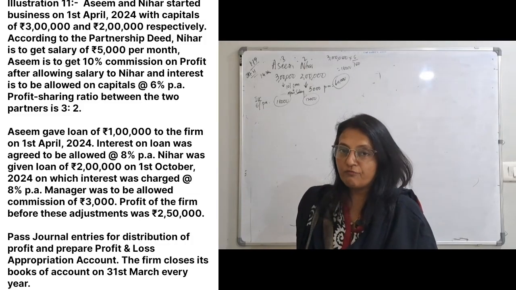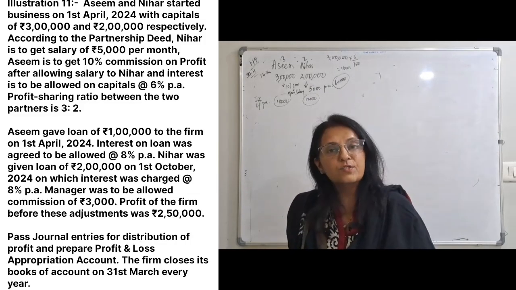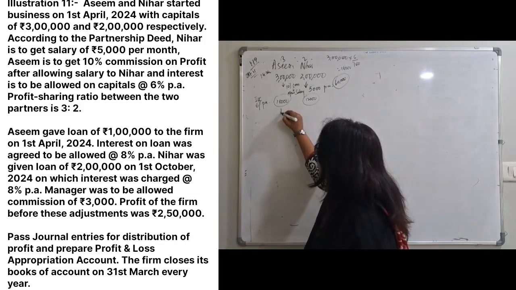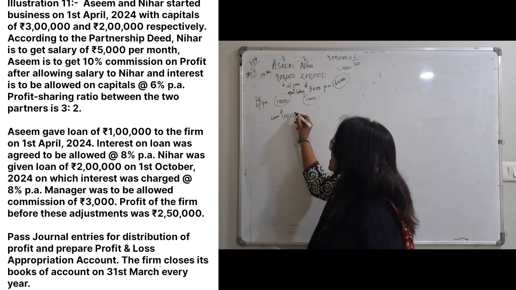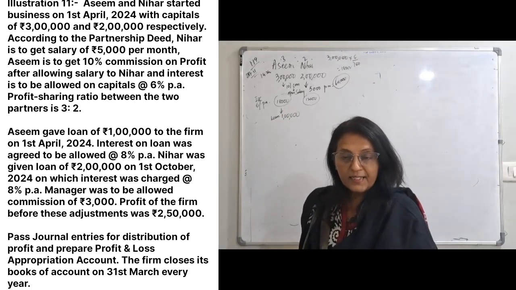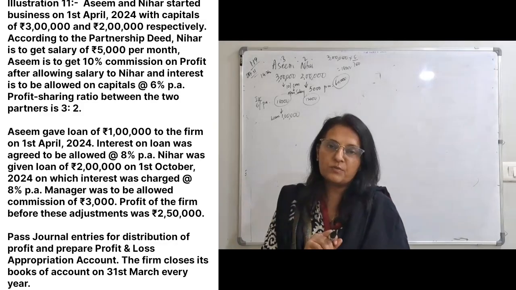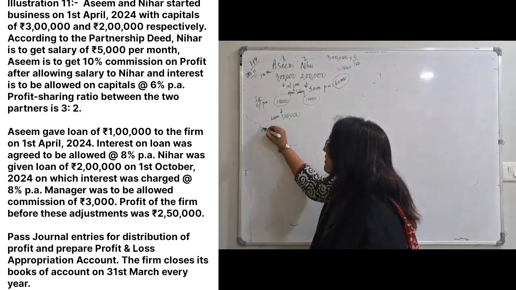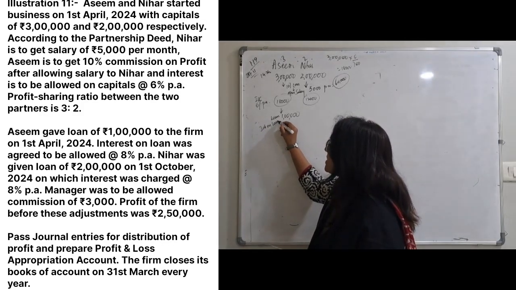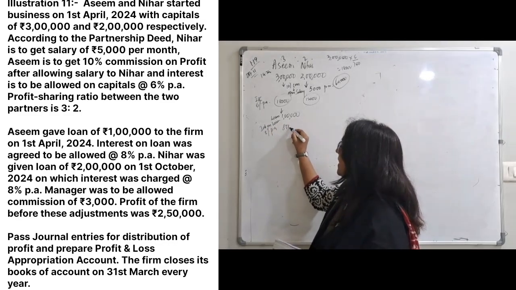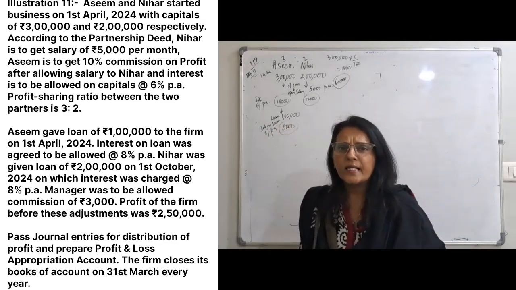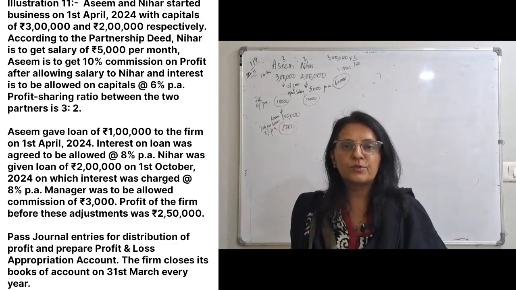Asim gave a loan of 1 lakh rupees to the firm on 1st of April. Asim has given the loan. How much loan has he given? 1 lakh rupees. And interest on loan is agreed at 8% per annum. Now we are going to give interest on loan which is 8% per annum. 8% of 1 lakh is 8,000. We are going to give interest of rupees 8,000 to Asim.